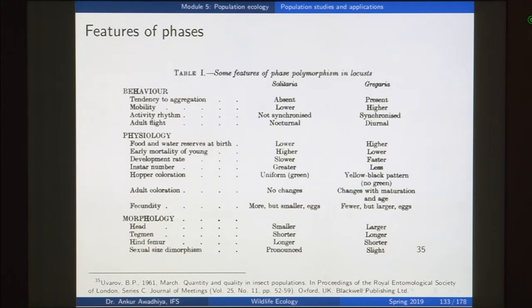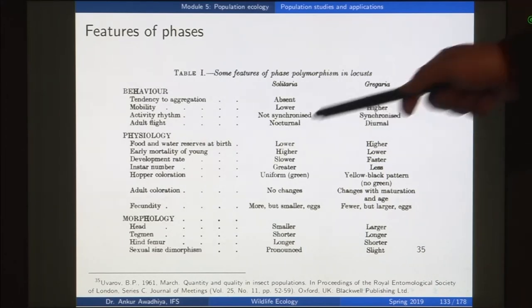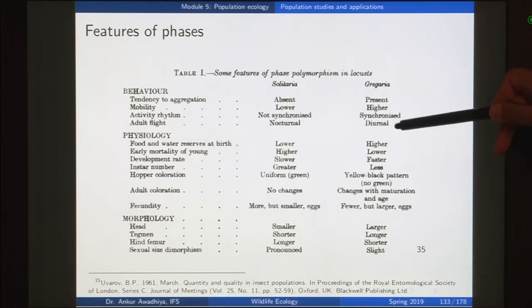Instar refers to the number of larval stages that you have. So, you can see that the gregarious phase has evolved in a manner that it does everything very fast. When it lays the eggs, the eggs have a very small amount of mortality. They very quickly convert into adults. They have a lesser number of in-between stages, which are known as instars.